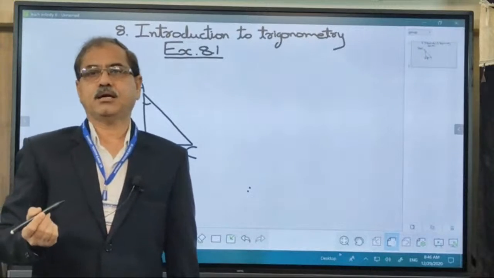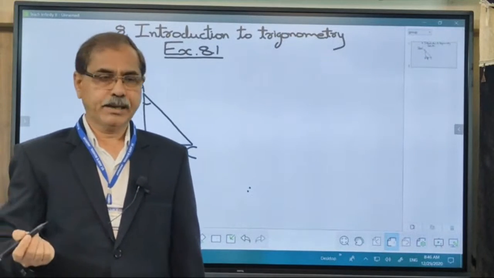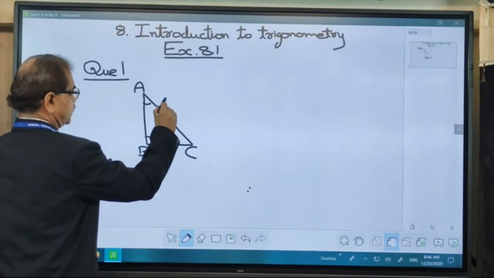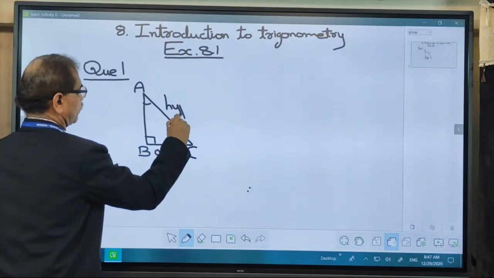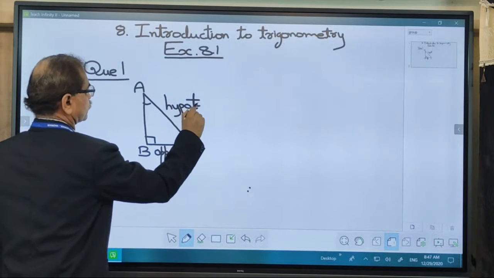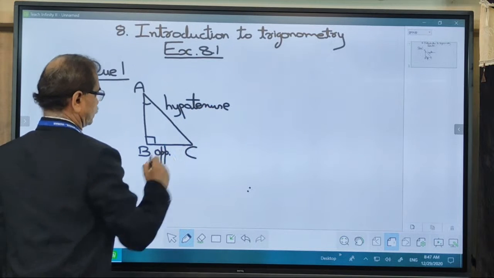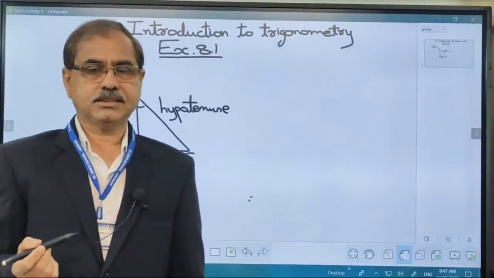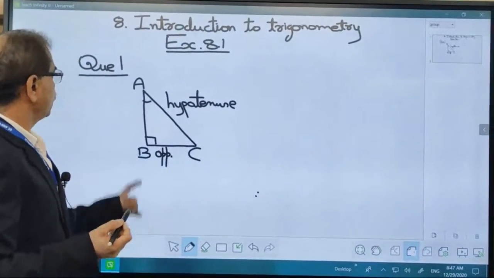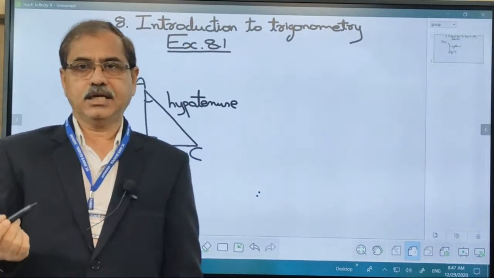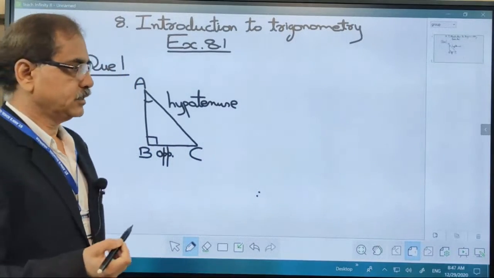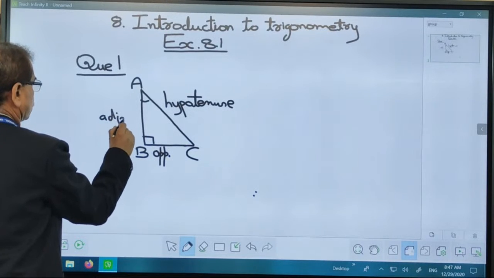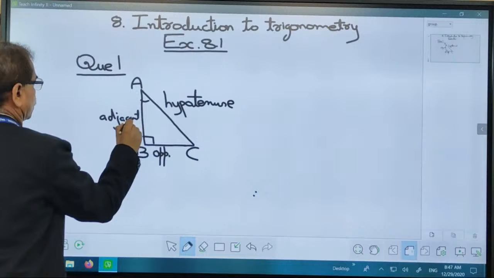You know very well the side opposite to the right angle, we always call it the hypotenuse. Our angle B is the right angle. The side opposite to angle B is AC. So this is our hypotenuse. Now the side AB is remaining. Its name is the adjacent side. Angle A contains the side AB, and that's why AB is the adjacent side. So AB is our adjacent side.